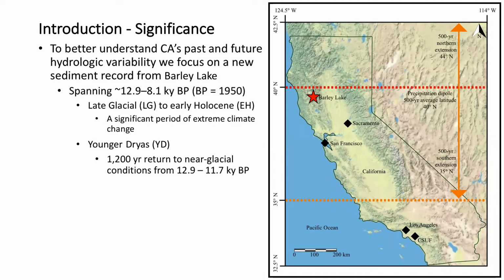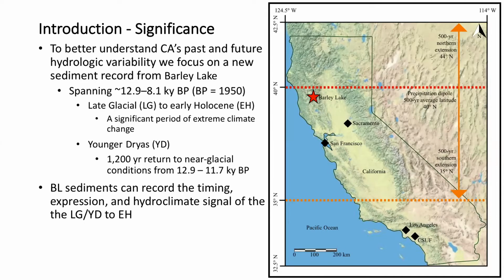The Late Glacial also covers the Younger Dryas Chronozone, which is a 1,200-year return to near glacial conditions and marked the end of the Pleistocene and the onset of the modern interglacial, also known as the Holocene. As a result, Barley Lake sediments can record the timing, climatic expression, and hydroclimatic signal of Northern California during the Late Glacial to Early Holocene.